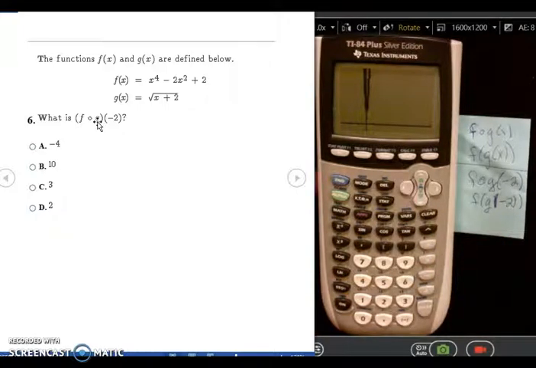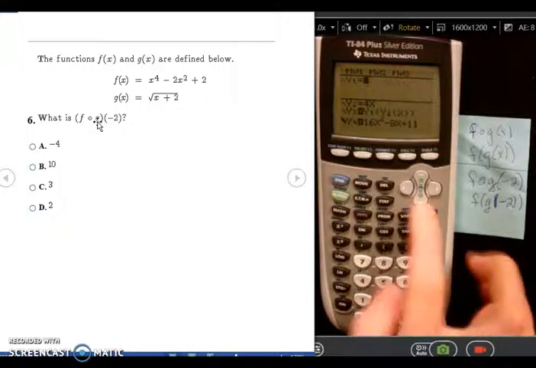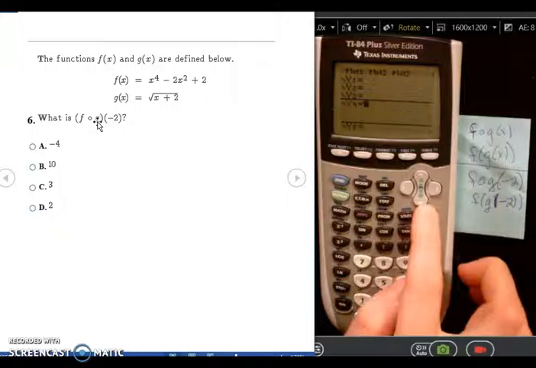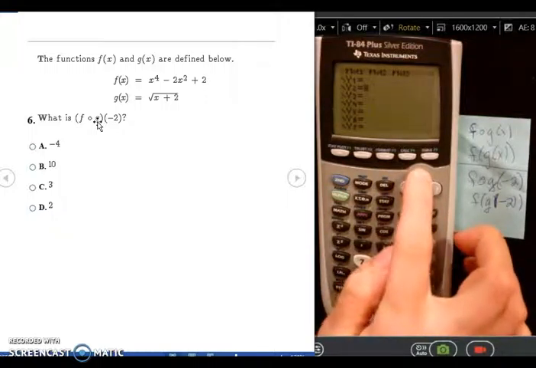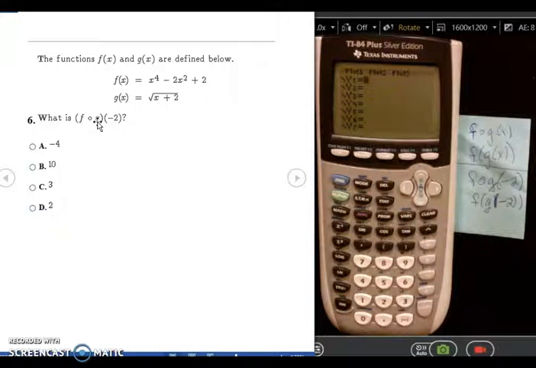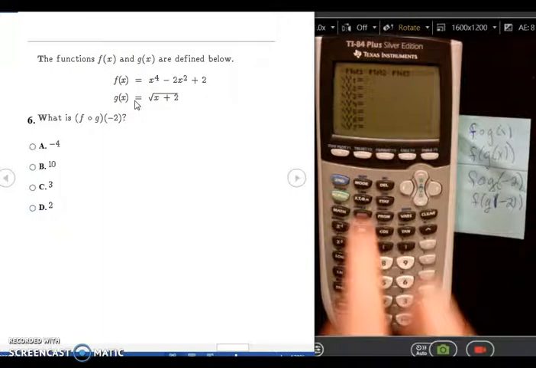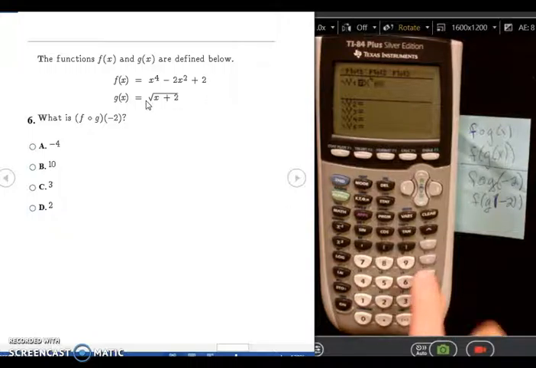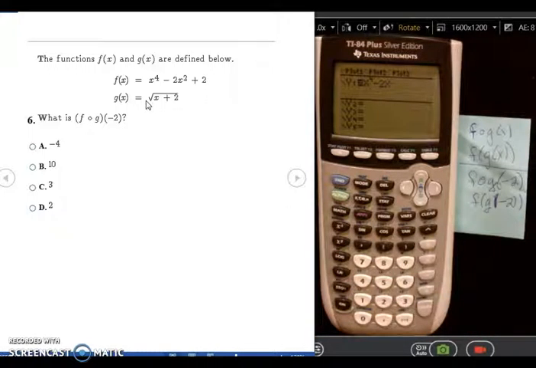So I'm still going to start with my y equals, so I'm going to go ahead and clear out everything from the old problem so I don't have anything in here that would mess up my problem. And I'm going to go ahead and type f of x into y1. So it's going to be x to the 4th, so I use the caret button to make the exponent of 4. That's all I want in my exponent, so I'm going to right arrow out of it, so the rest of my problem is not in the exponent. And then I have minus 2x squared plus 2.